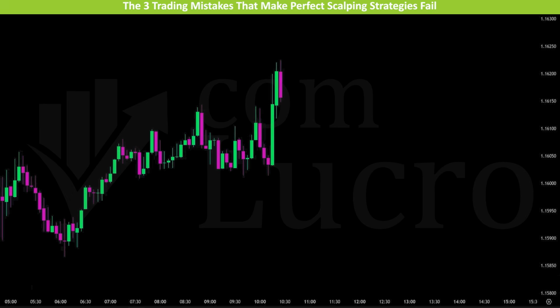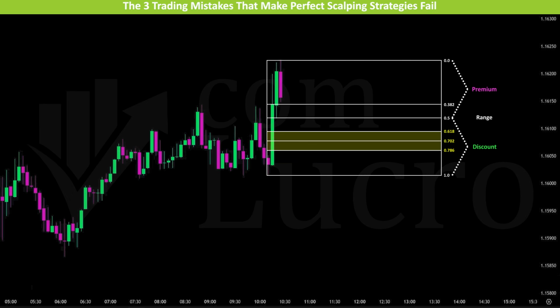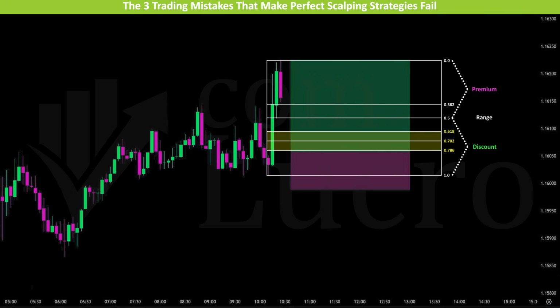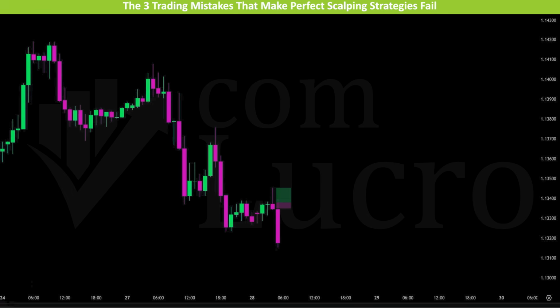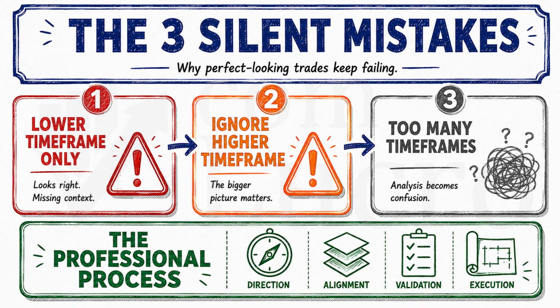Have you ever taken a trade that looked perfect? Clean structure, textbook entry, everything lined up, and still watched it hit your stop loss? It's one of the most frustrating feelings in trading. But the truth is, the problem usually isn't your strategy. It's one of 3 silent mistakes that turn winning setups into losing trades.